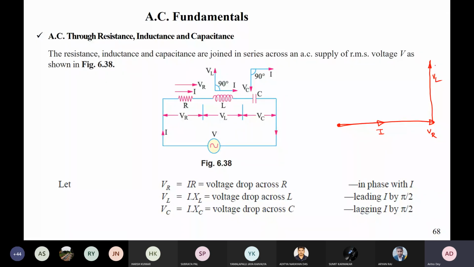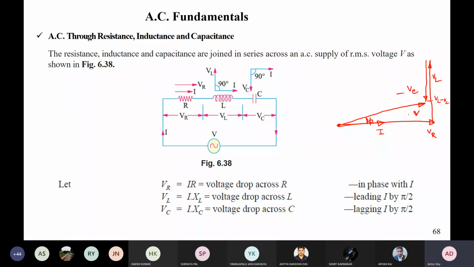If we do a series sum of this, either we can put it here and have the net effect, or from here we can write your VC part, which is negative. So whatever is left is VL minus VC. Then if you join these two, you get your total V, which is your supply voltage.